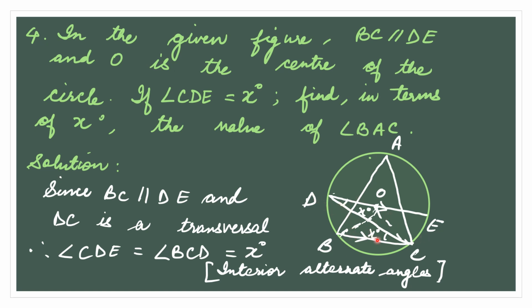Interior alternate angles will form a Z shape, right? Like this. This is a Z shape, and these are the alternate angles. Now, children, the question says to find the value of BAC.